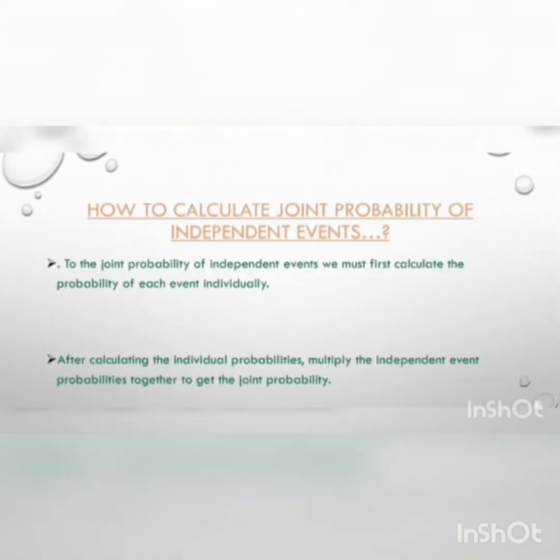How to calculate joint probability of independent events? To find the joint probability of independent events, we must first calculate the probability of each event individually. After calculating the individual probabilities, multiply the independent event probabilities together to get the joint probability.